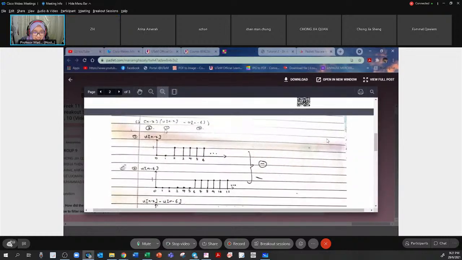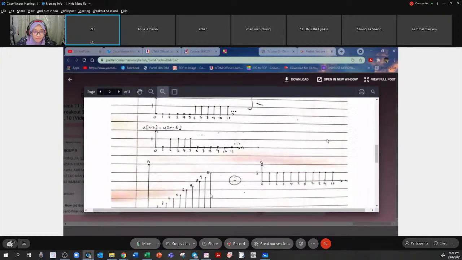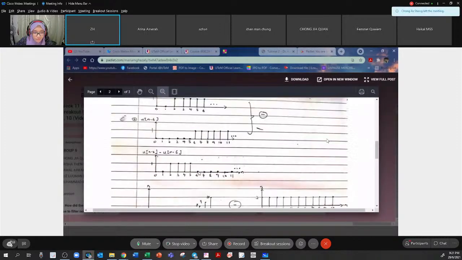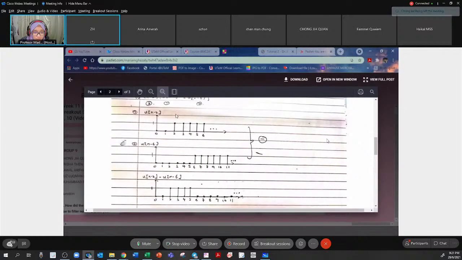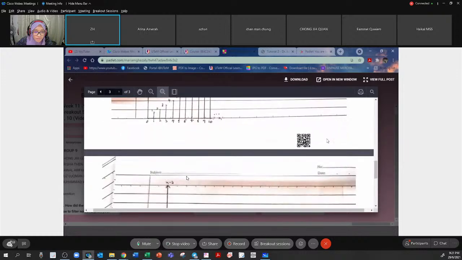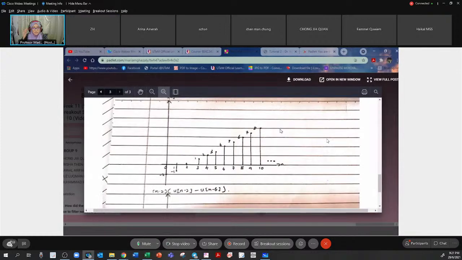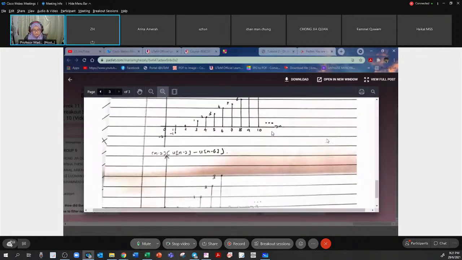So for u[n-2] minus u[n-6], as we get above, the signal is from 2 to 5, and then the n minus 2 will be the ramp amplitude. So minus 2 means go down for 2 values, and then we will get the value like this, from negative 2 until the rest. Okay, that's all.